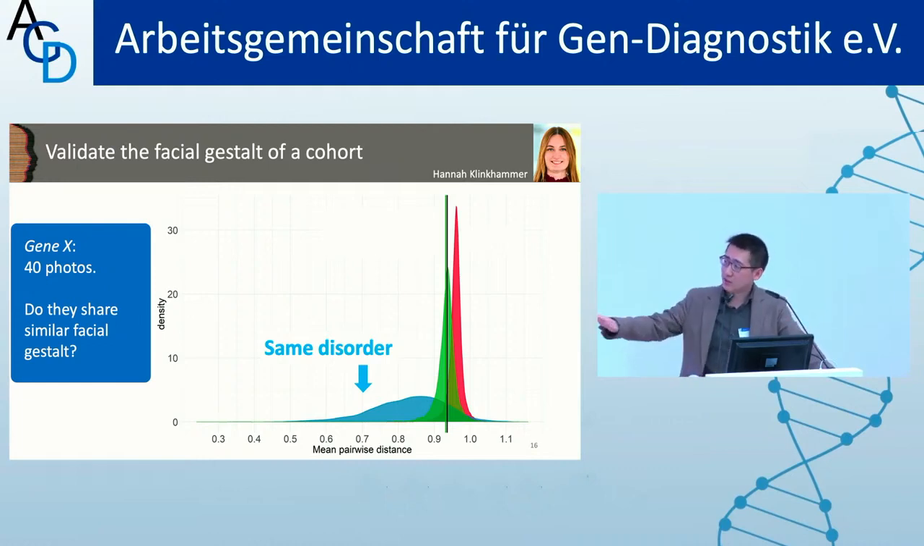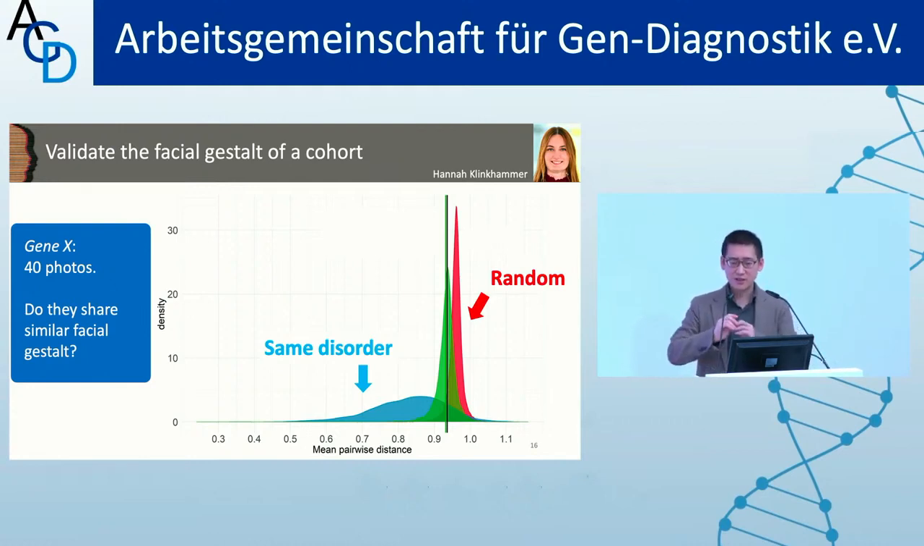Then we plot the blue distribution. And we want to plot another distribution, which is the random selection. So for example, we randomly select 10 patients or 20 patients from around 300 disorders. We just randomly select them, and we try to plot the distance between them, which is the red distribution.